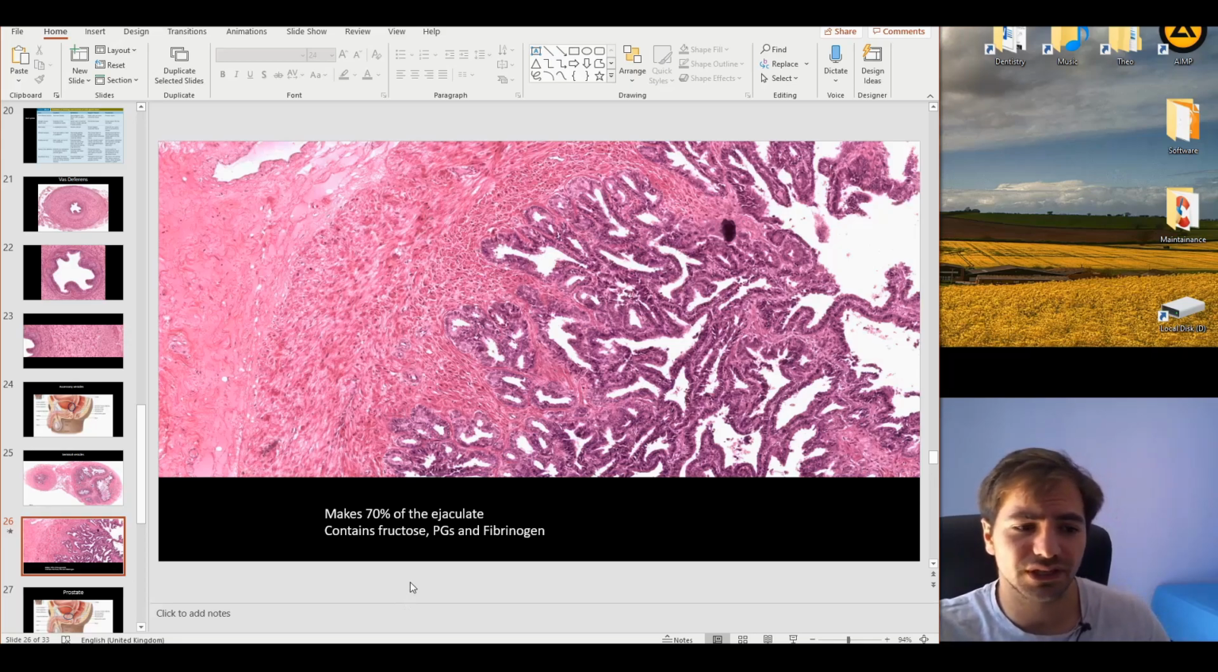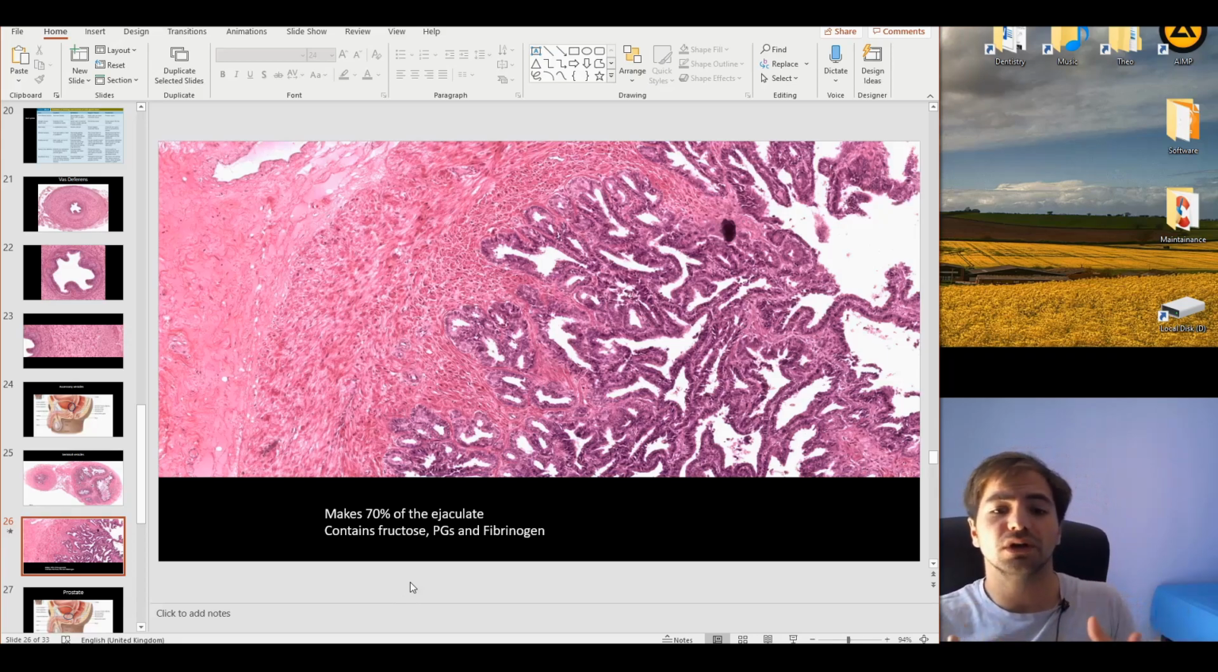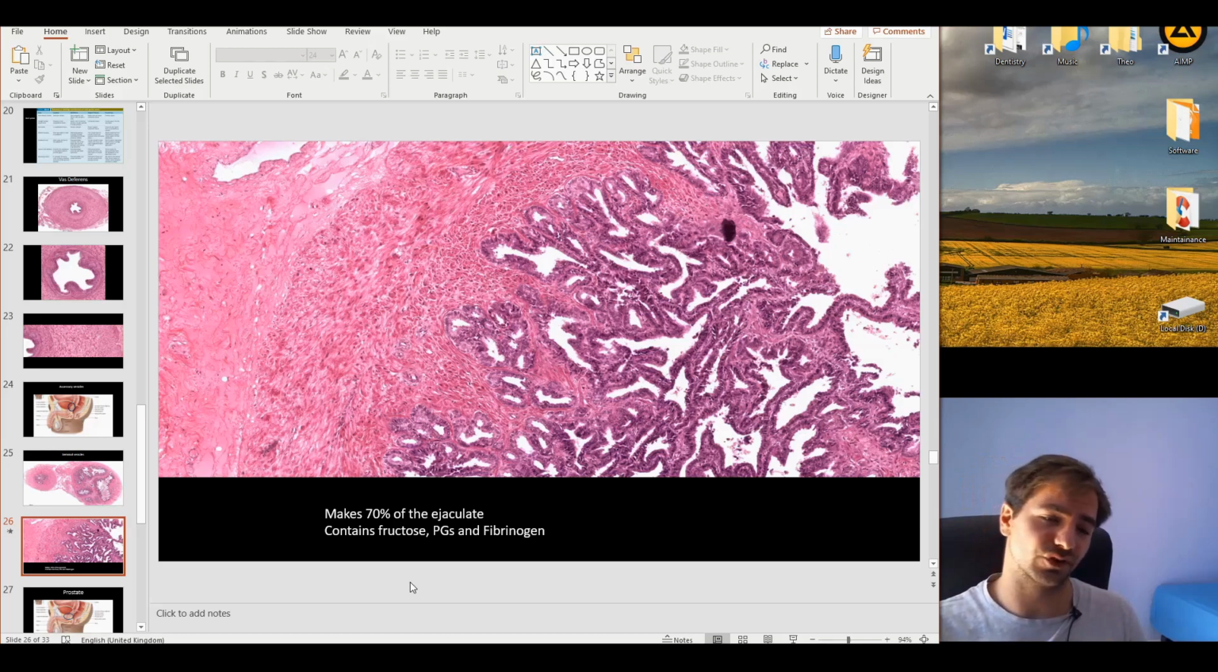Now, important to notice that the seminal vesicle produces 70% of the ejaculate, makes up the 70% of the semen that we know. And of course, it contains glucose. I told you before that this is the energy source for the sperm cells. The PG, the prostaglandins, are of course molecules that play a big role in facilitating the whole process of fertilization in the female reproductive tract. And lastly, the fibrinogen, which is the component that makes the semen coagulate.